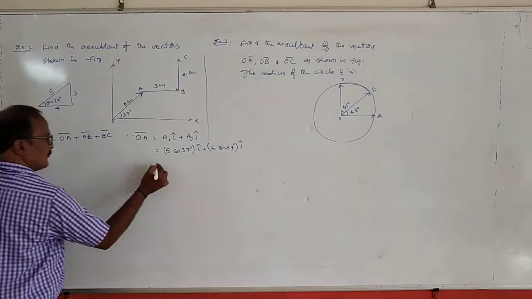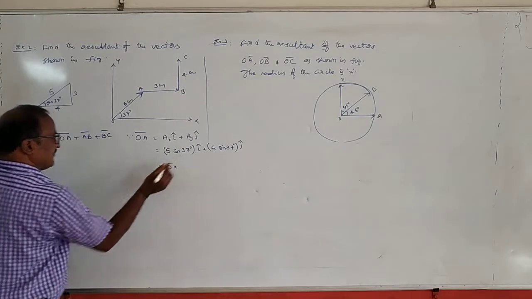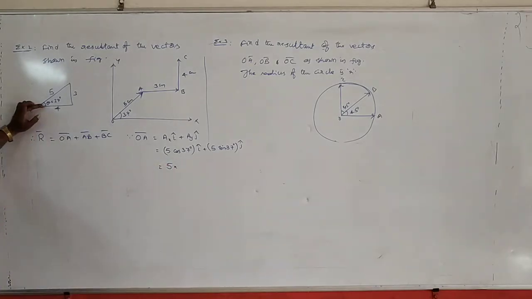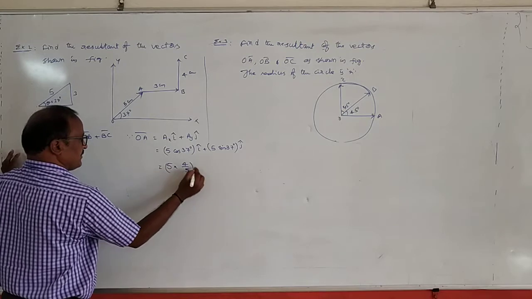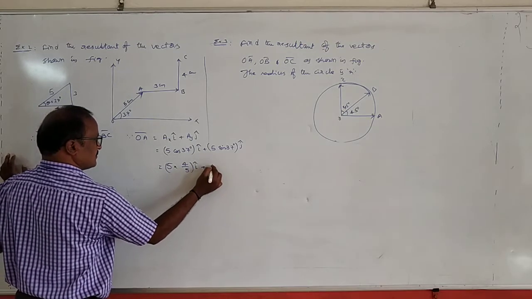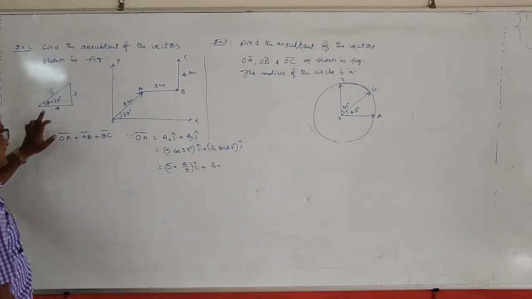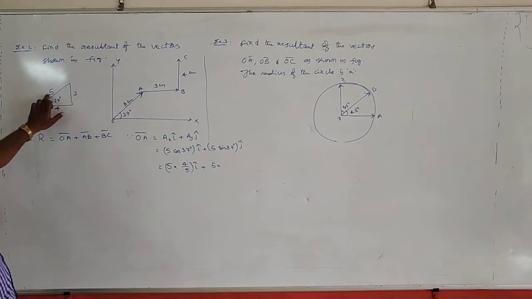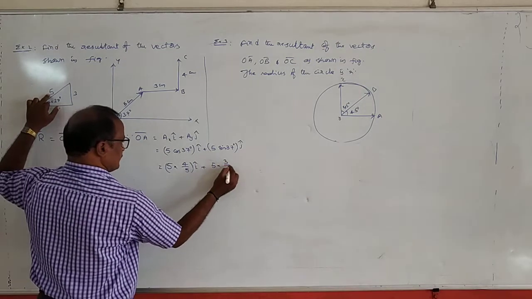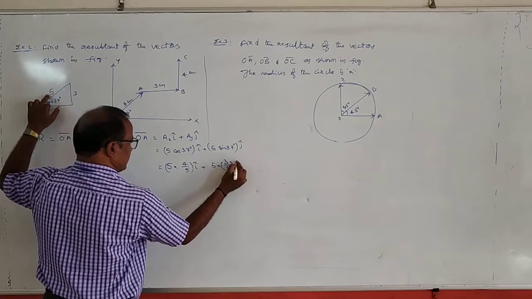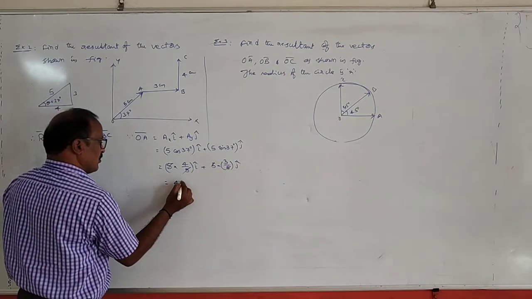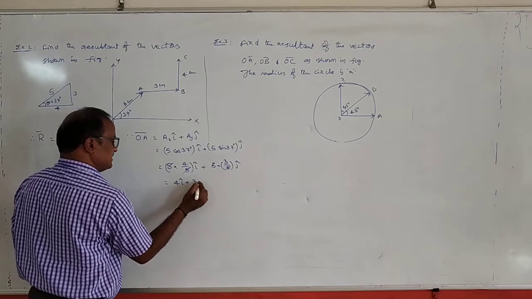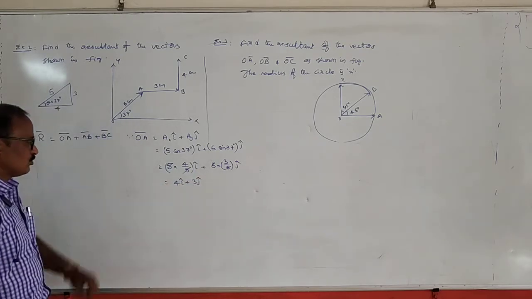So here, 5 into cos 37. Cos 37 is adjacent side by hypotenuse, which means 4 by 5, into i cap, plus 5 into sin 37, which is opposite by hypotenuse, 3 by 5, into j cap. The 5s cancel, and that is equal to 4i cap plus 3j cap. This is OA bar.